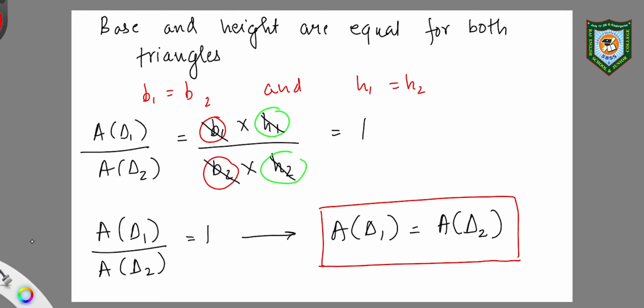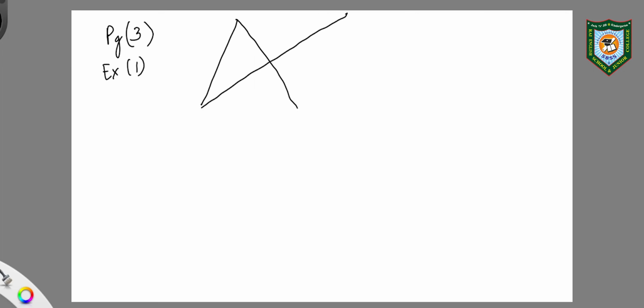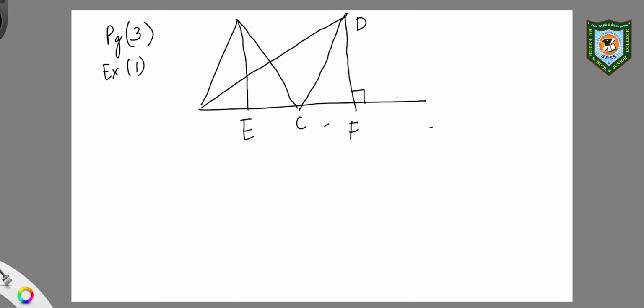So this is a question from page number 3, example number 1. Now we have a diagram here. I'll just take some time to draw the diagram. So this is 90 degrees, this value is F, this value is D, this is C, this value is E, this vertex is A, this is B.